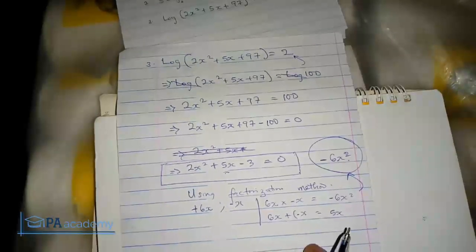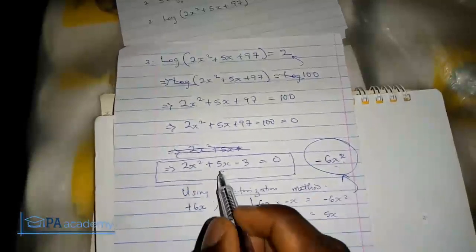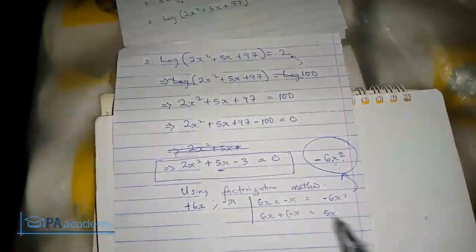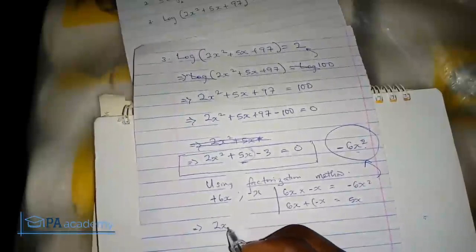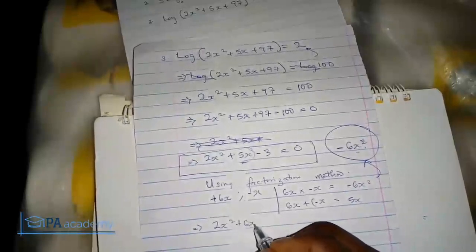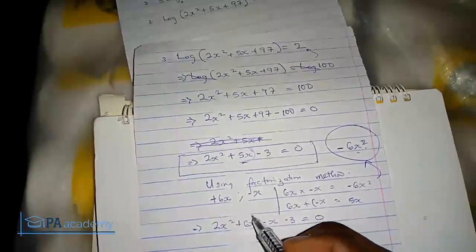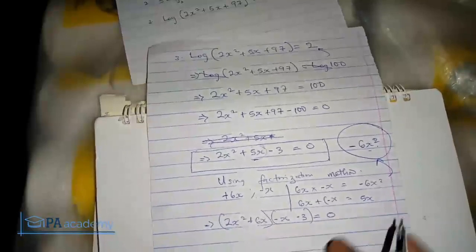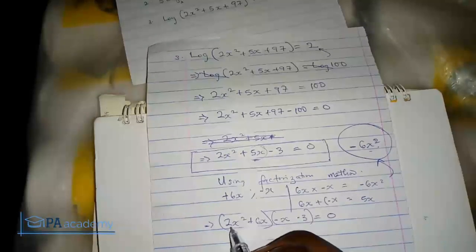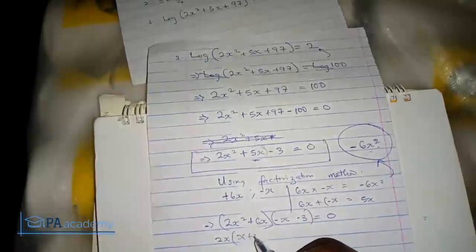So now that we've gotten the values that when we multiply give us minus 6x squared, and when we add give us plus 5x, we are going to use them to replace this 5x. So we are going to write it as 2x squared plus 6x minus x minus 3 is equal to 0. Now we can bracket this and factorize it. We can get 2x from this, so we have 2x into bracket x plus 3.